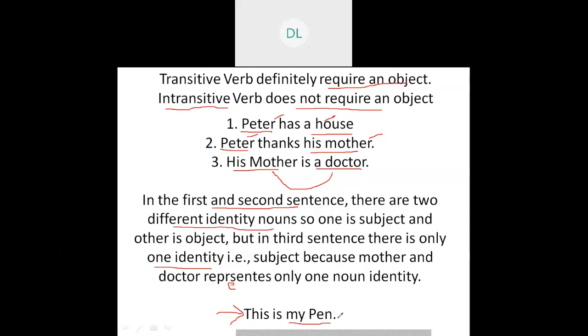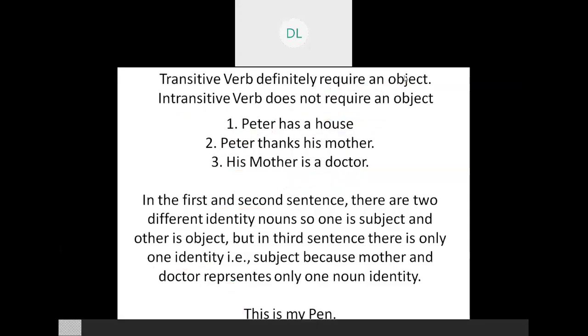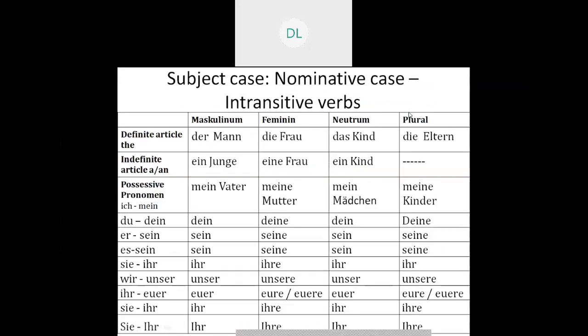Let's move ahead with the same clarification, with the same thought. So let's go ahead. On to the next slide. I have for you the subject case, which is called the nominative case. Now again, in the nominative, I have also specified the intransitive verb. Intransitive verb means there is only a subject, there is no object in the sentence.